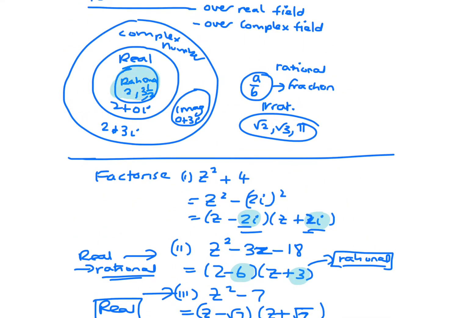Okay, so there's the rational, and then out here there's the real. And there's the imaginary, and here's your complex number, which contains both of these. So a complex number is real, or it is imaginary, or it could have a real part and an imaginary part.